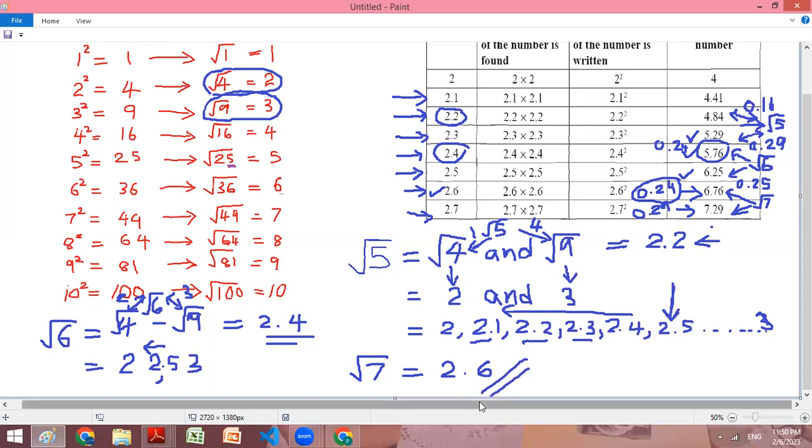Like this, we can calculate the square root of any positive number using this approximation method. This approximation method uses only the first decimal place.